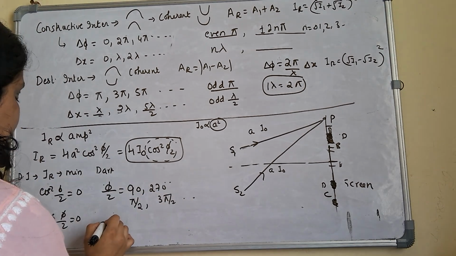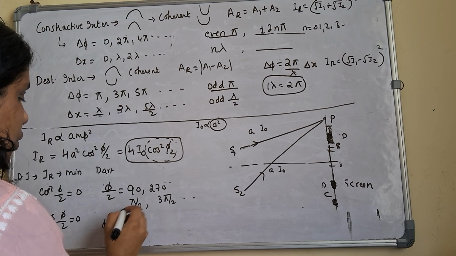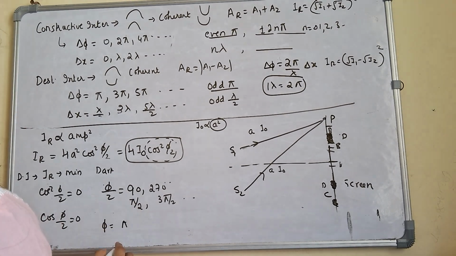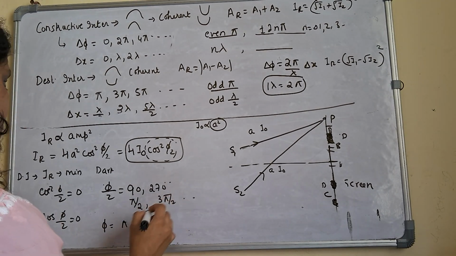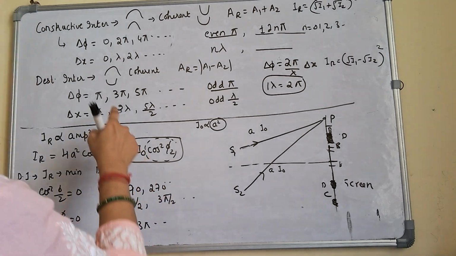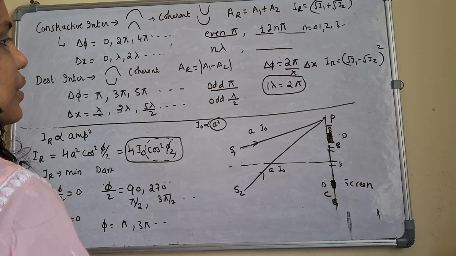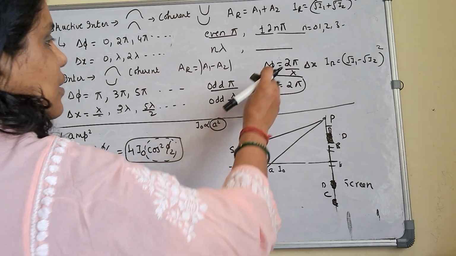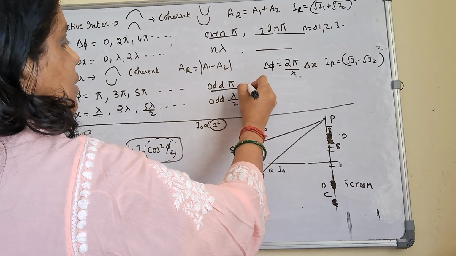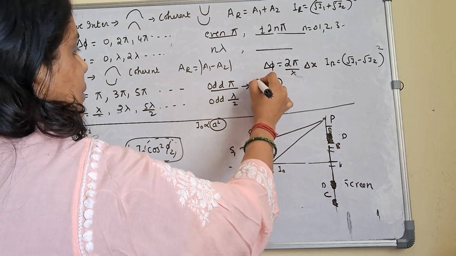This is phi by 2. So what will be phi? You will just cross multiply. So it is pi, into 2 means 3 pi and so on. And isn't that what I have got? Right? But they have given the general formula as 2n minus 1 into pi. Okay, so where do I write it? Maybe I'll remove this. There, this part they have given as 2n minus 1 into pi.